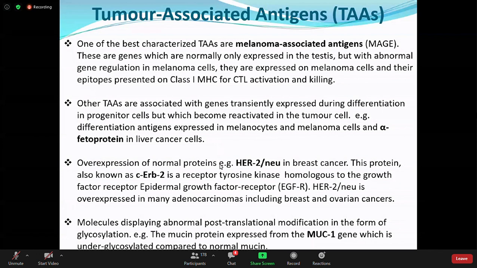Other types of normal host proteins are modified not so much in terms of the amino acid sequence, but in terms of post-translational modification like glycosylation. And this is in the case of this mucin 1 protein, where reduction of glycosylation confers to that tumor-associated protein a different physical characteristic.